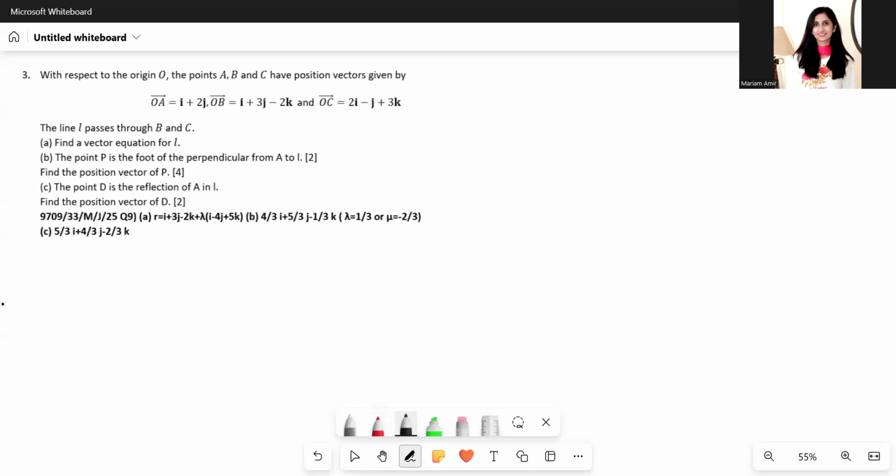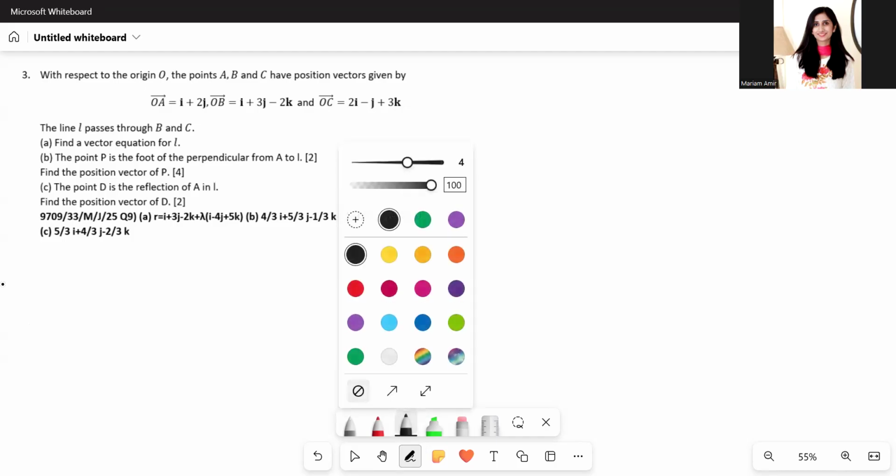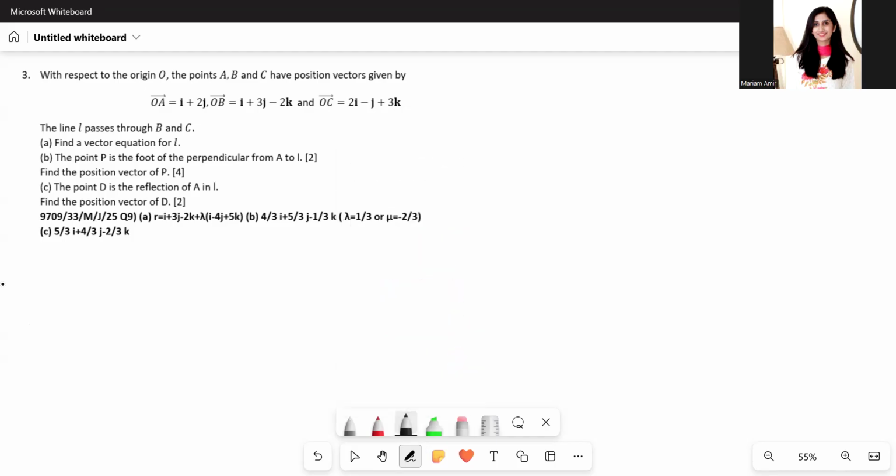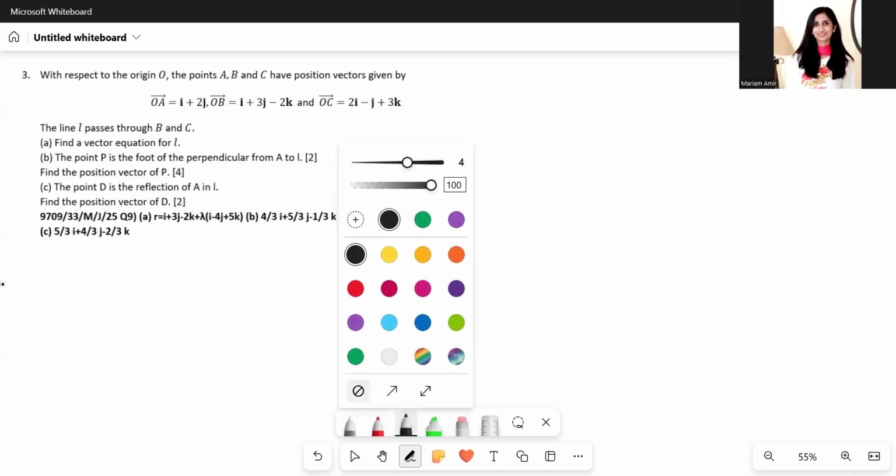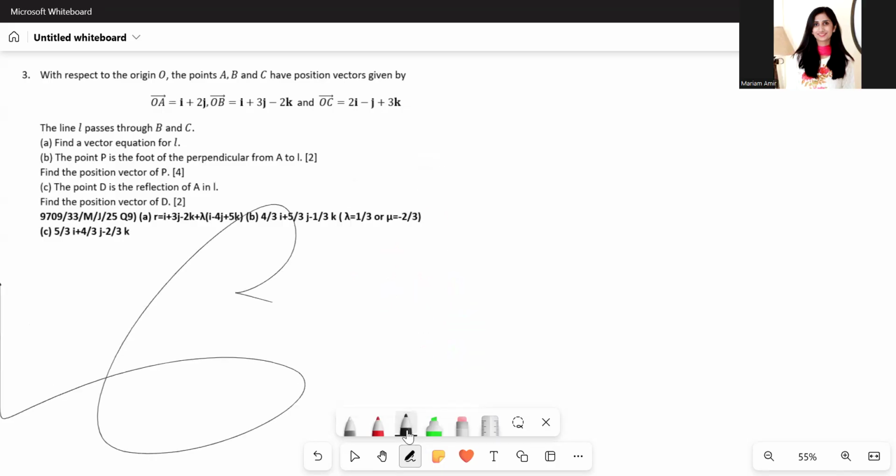This question says that with respect to the region O, the points A, B, and C have position vectors given by this, and this. The line L passes through B and C. Find the vector equation for line L. Let's quickly do that. So for part A, to find the vector equation, I want this right.